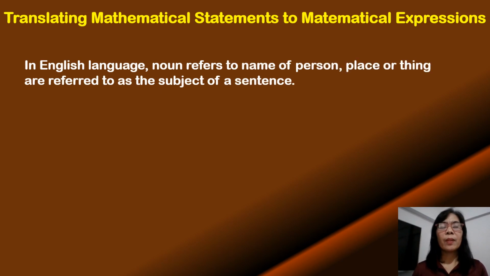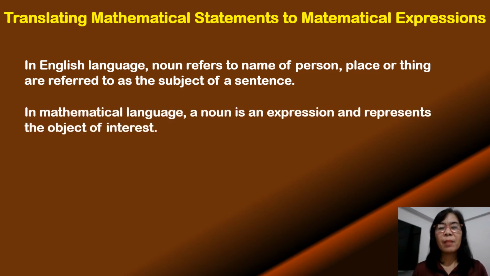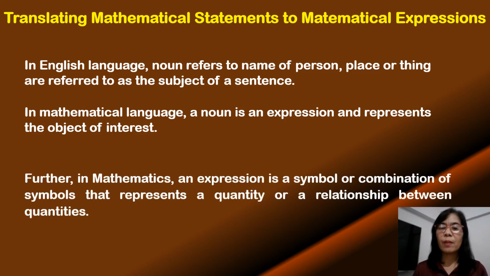In English language, noun refers to the name of person, place or thing, and are referred to as the subject of a sentence. In mathematical language, a noun is an expression and represents the object of interest. Further, in mathematics, an expression is a symbol or combination of symbols that represents a quantity or a relationship between quantities.